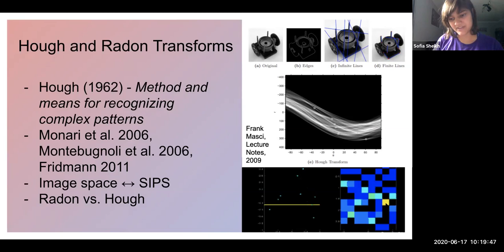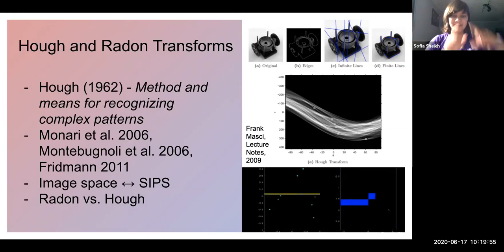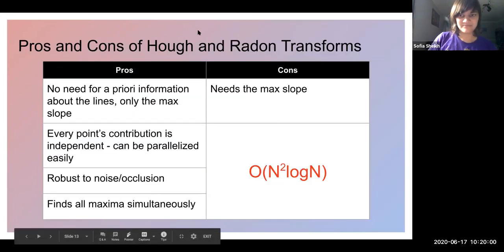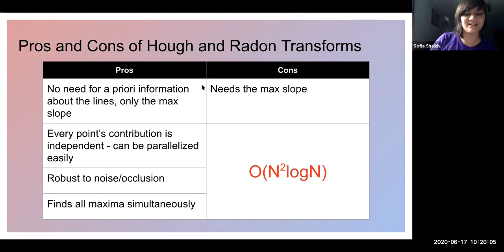Then all you have to do is ask your code, hey, where are the maxima in this array? And that tells you the parameters that you want for the line that exists in the original image. So this is a cool method. There are a lot of pros to using this. You don't need any a priori information about where the lines are. You only need to tell it what max slope and max intercept to search to. So that's good because we have no idea what slopes these lines might come in at, what the drift rates of our signals might be.